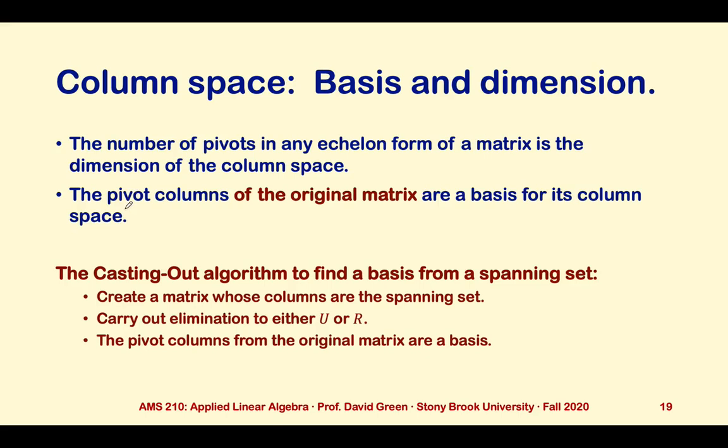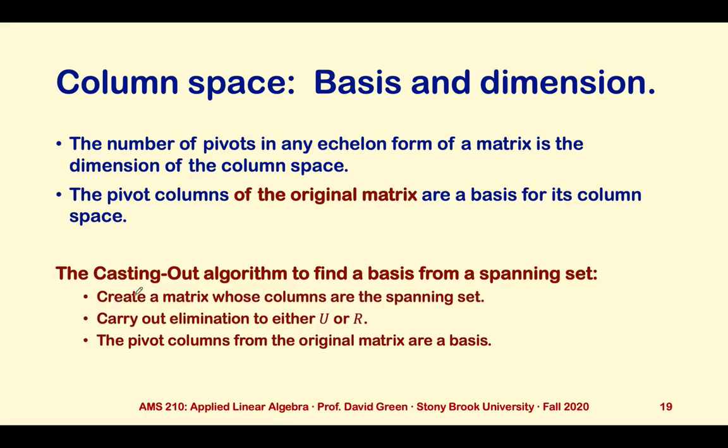Those are a basis for the column space. This algorithm is sometimes referred to as the casting out algorithm because we're going to throw away some of the vectors from our original set. And in the same way as with the row space algorithm, we can use this to actually compute the column space or to find a basis for an arbitrary set. We can do the same thing with the casting out algorithm.